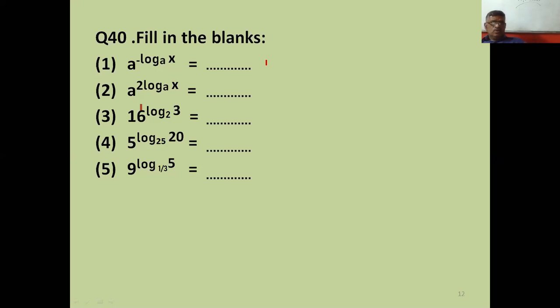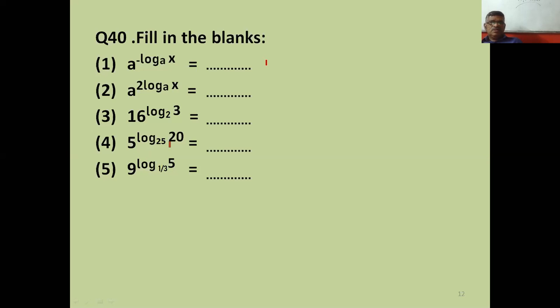16 raised to, but here the base is 2. So what we do here? We write 16 as 2 raised to 4. And then 4 will come here, 3 raised to 4. It will be 2 raised to log 3 raised to 4 to the base 2. That is, the answer is 3 raised to 4, that is 81.